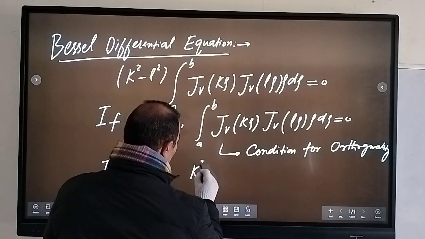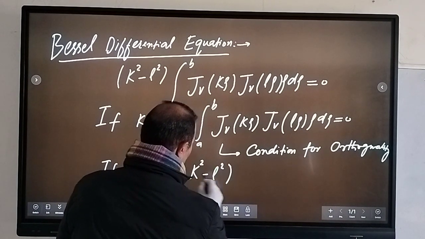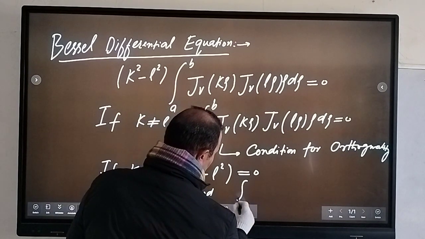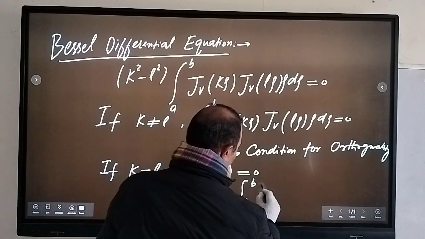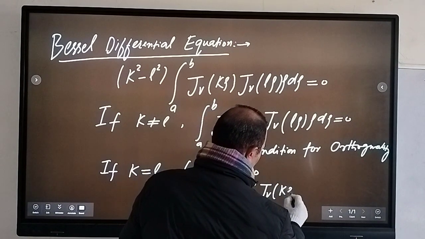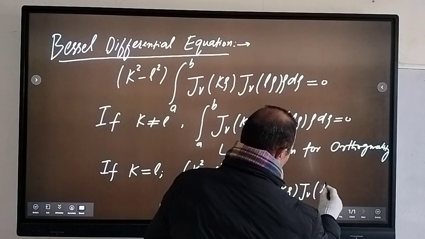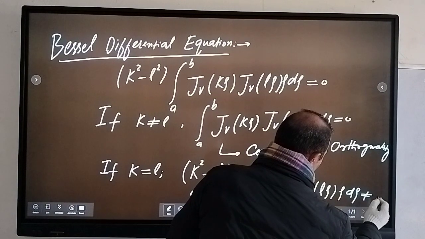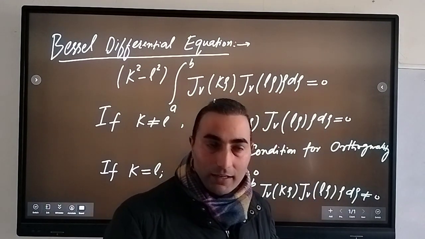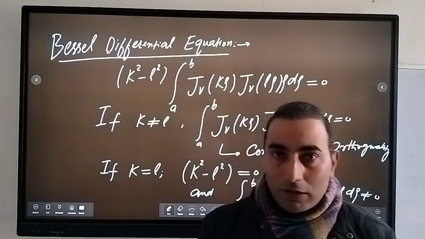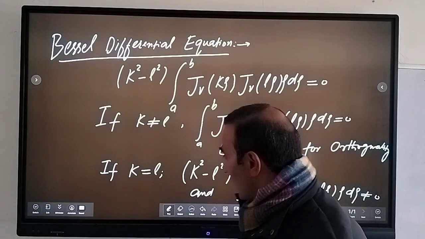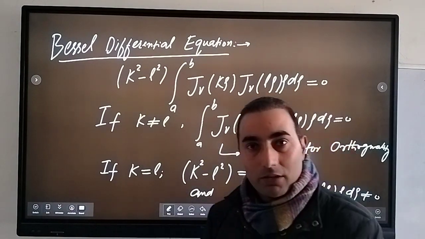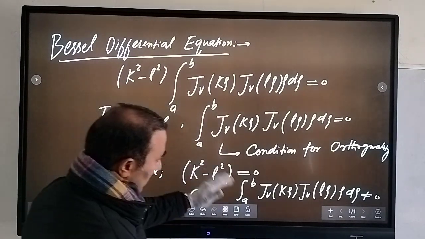So that means k square minus l square equals 0, and that integral from a to b. Because the second case is when l is equal to k, so that means k square minus l square equals 0. So in that case, the second part, the integral from a to b, will be non-zero, right? So let's calculate this integral first, right?